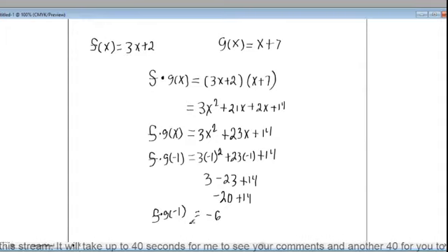So now I want to show you something new. We've done add, we've done subtract, we've done multiply, we've done divide. There is another way that we can combine these functions together, and that is with a composition of functions. So let's take a look at that.